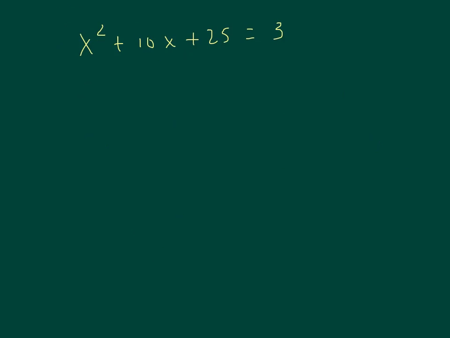Okay, so I've got x squared plus 10x plus 25. So that's x plus 5, or x plus 5 squared equals 3.